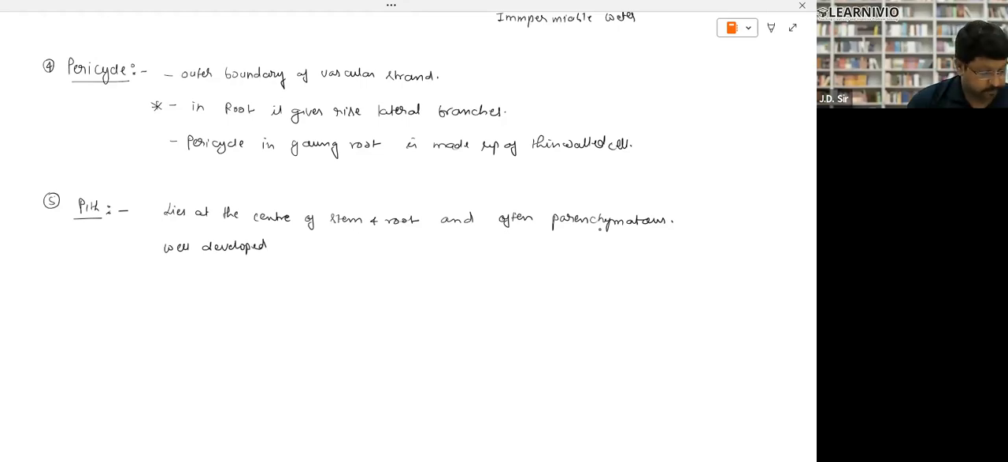It is well developed in dicot stem and monocot root. This is well developed here.